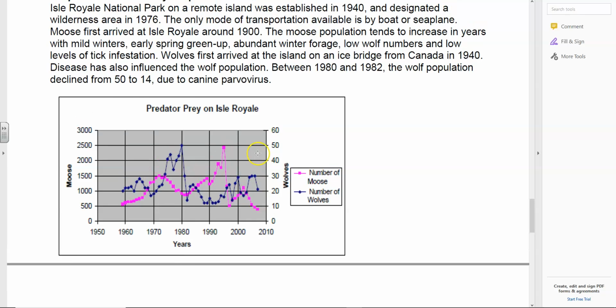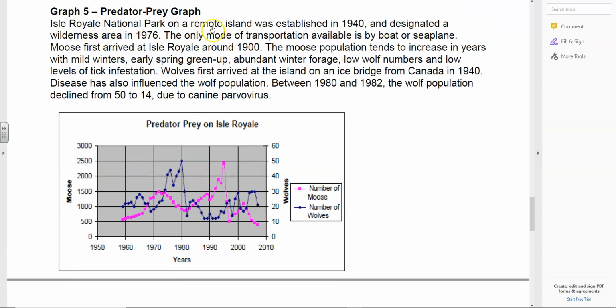And I just want to read this real quick. Remote island, established 1940, can only get there by boat or seaplane. Moose first arrived in the Isle Royale around 1900. The moose population tends to increase in years with mild winters. Early spring green up, abundant winter foliage. So, you know, how the environment is doing will give us a different moose population. Low wolf numbers and low levels of tick infestation.